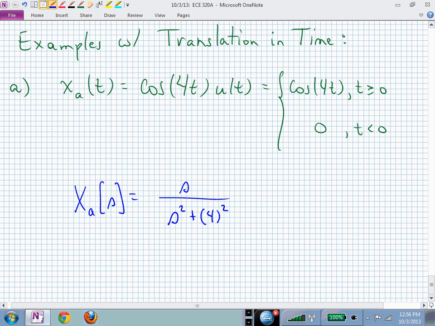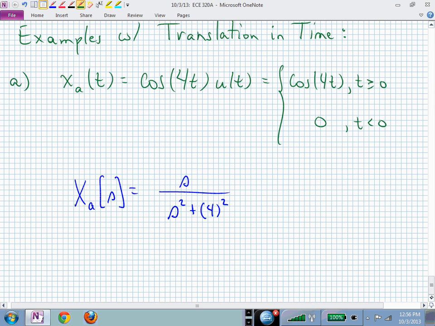S squared plus omega squared. And that gives you poles right on the imaginary axis, which means there's no decay. It just continues to shake at 4 radians per second.